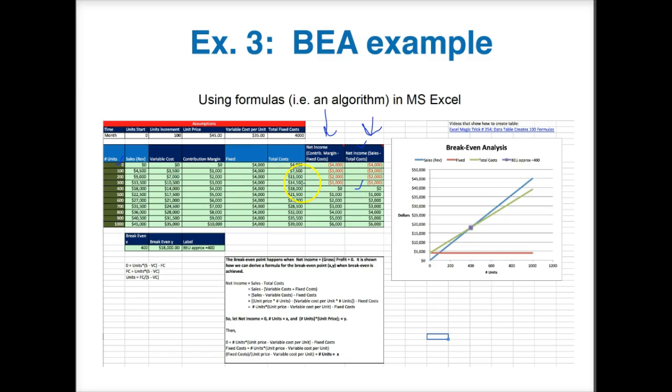So here we see that our break even happens at 400 units. And you'll see at 400, if we look down the line here, that's when we have our net income be 0, which is the difference between revenue and total cost. Okay.